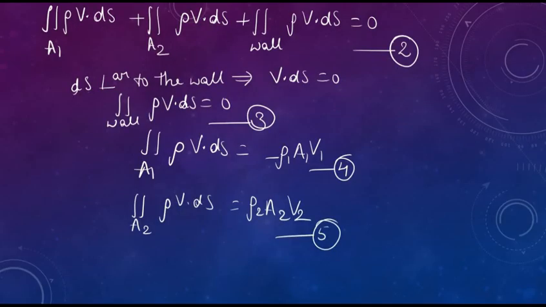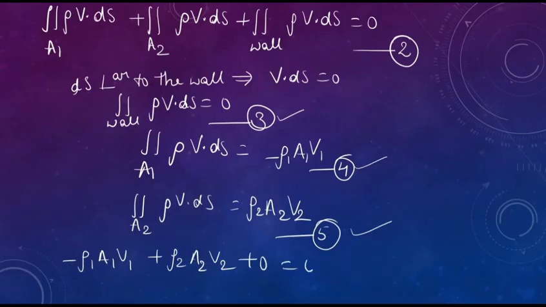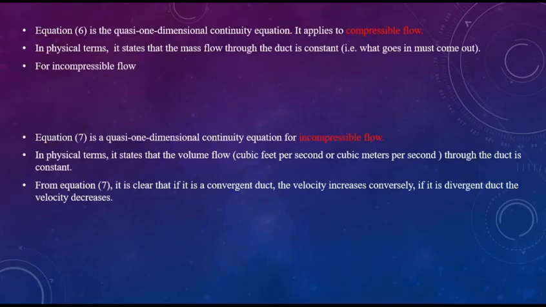Now, what are we going to do? Substitute these three equations, that is 3, 4 and 5, in the above equation, that is equation 2. Now, from A1, I have rho 1 A1 V1 plus rho 2 A2 V2, and the wall term will be 0, which is equal to 0. Now, the equation 6 that we have got is known as the quasi one-dimensional continuity equation. This equation applies to compressible flow.